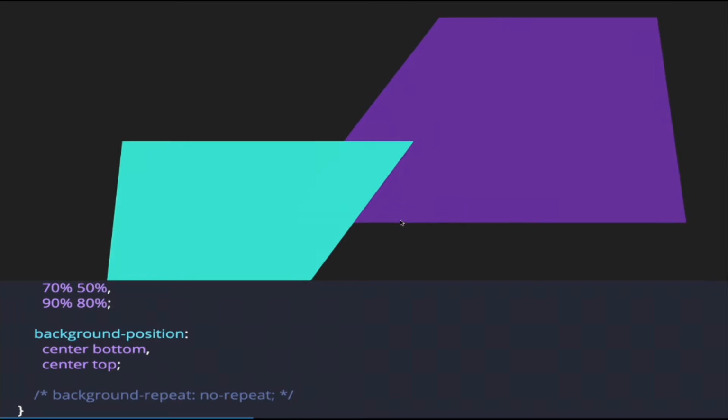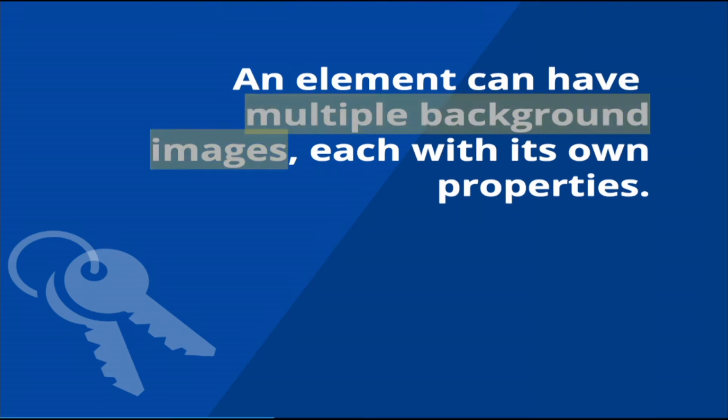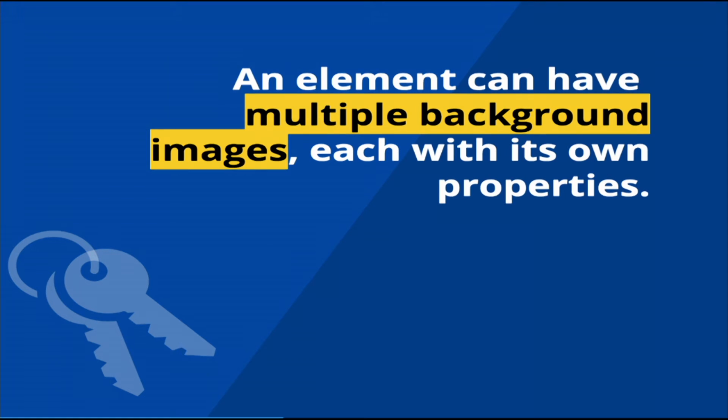So this was the second key bit of information: an element can actually have multiple background images, each with its own properties. I'm going to let that sink in for a while, because this is really, really important. What we're talking about here is actual layers in CSS, not having to use multiple HTML elements when you're doing decoration, because you can actually use multiple background images on a single element.